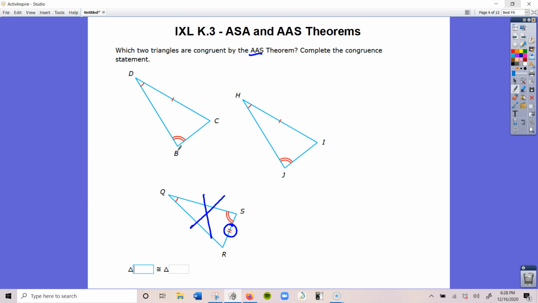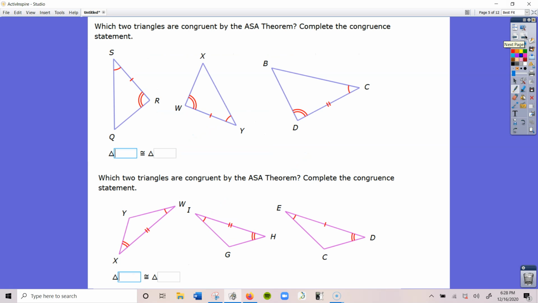So let's say if I start with a B and I'm starting with the two arcs, and then I go to D, it would be B, D, C, and then I have to follow the same order for this one. So J, H, I. For both of these are ASA. So angle, side, angle.